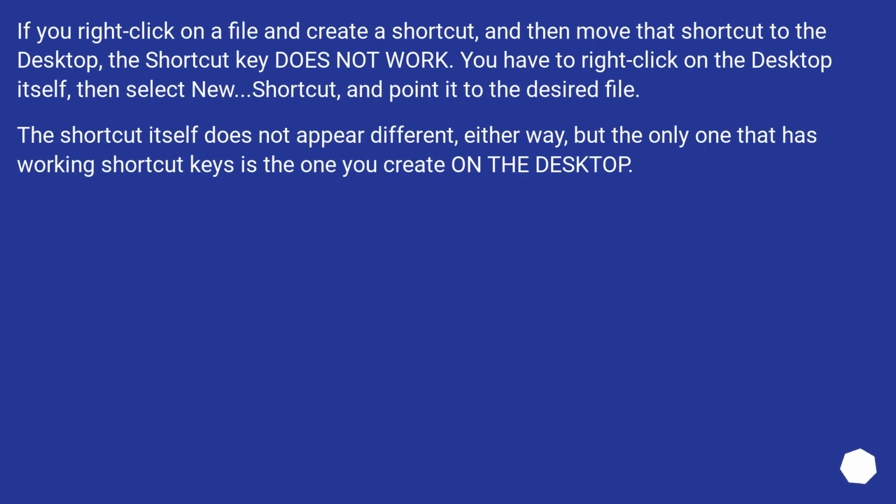If you right-click on a file and create a shortcut, and then move that shortcut to the desktop, the shortcut key does not work. You have to right-click on the desktop itself, then select New, Shortcut, and point it to the desired file. The shortcut itself does not appear different, either way, but the only one that has working shortcut keys is the one you create on the desktop.